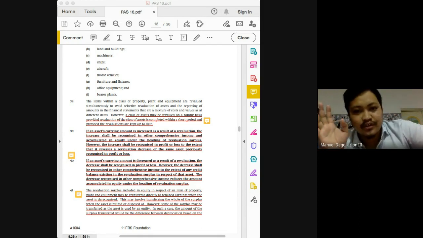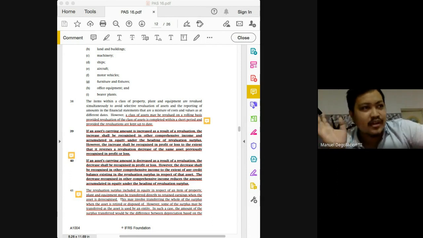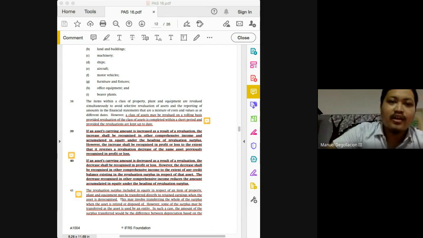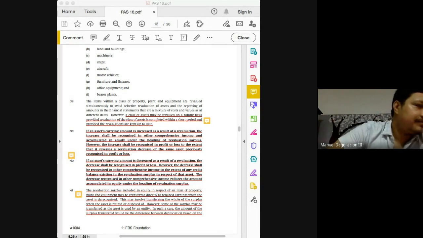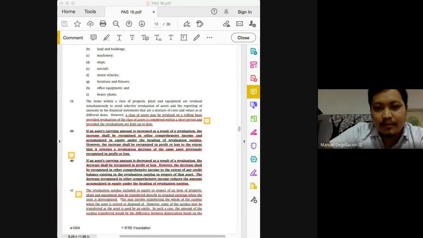In the first scenario, class, the scenario wherein the revaluation increase is only 200,000, the entire 200,000 will be treated as a reversal of the impairment loss. It will be treated as a gain on reversal. No revaluation surplus yet because the amount of increase has not yet matched the previously reported impairment loss.